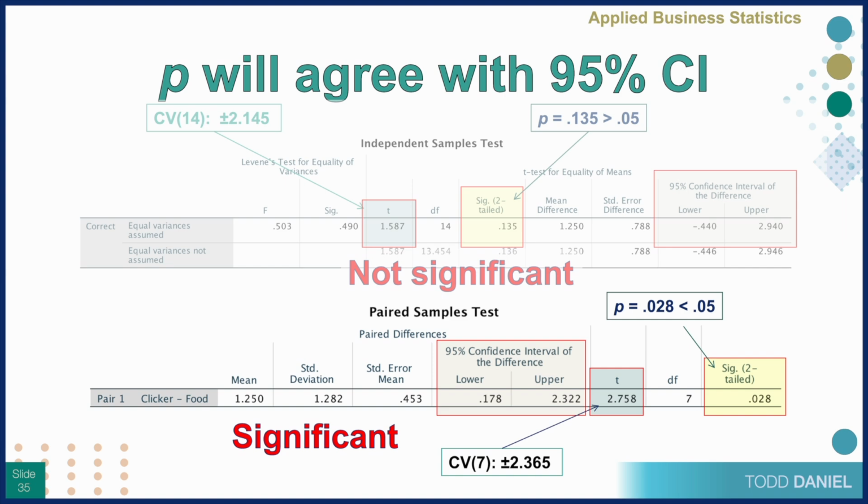My probability, 0.02, 2 cents, less than a nickel. It's different. My confidence interval, both of them are positive, which means it does not cross 0. These are all telling me the same thing. There is a statistically significant difference between these 2 numbers.